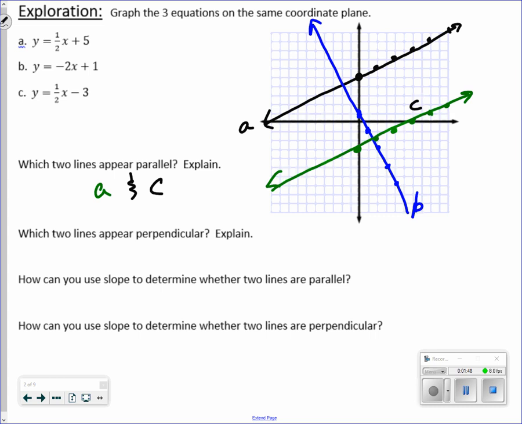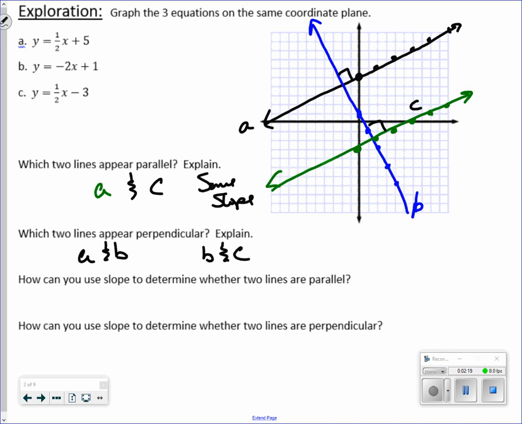Why do you think that those two lines are parallel? Because they have the same slope. Which two lines appear to be perpendicular? Now, many of you maybe don't know perpendicular, but perpendicular lines are two lines that basically cross at a 90-degree angle. And so both of those appear to be perpendicular. So A is perpendicular with B, and then B is also perpendicular with C.